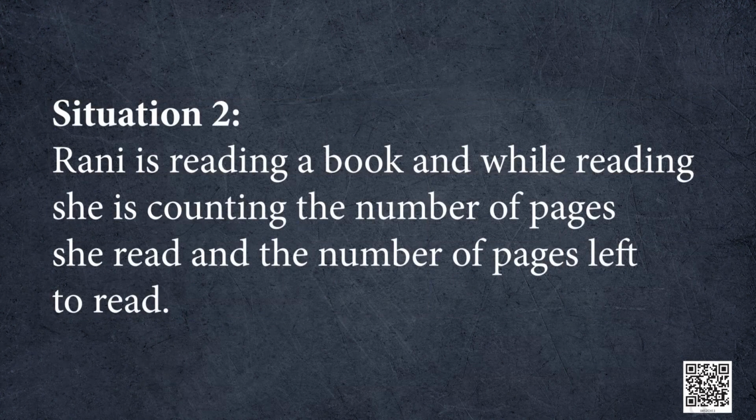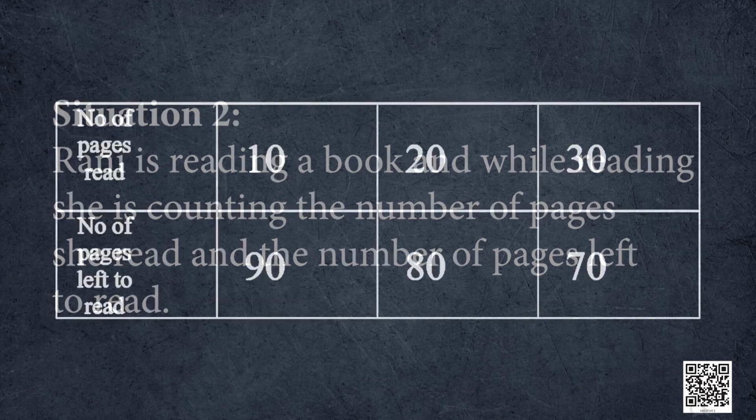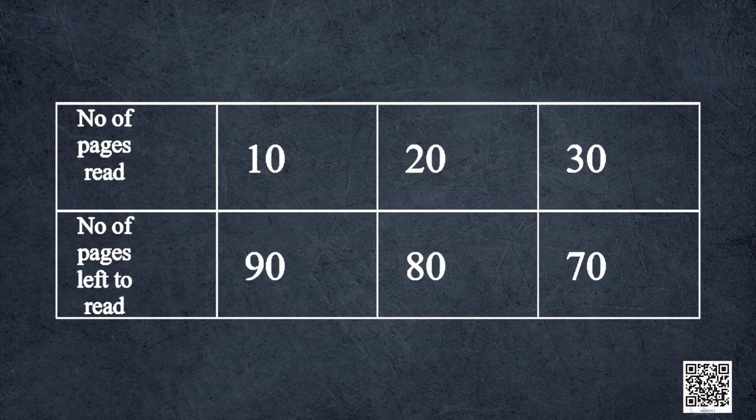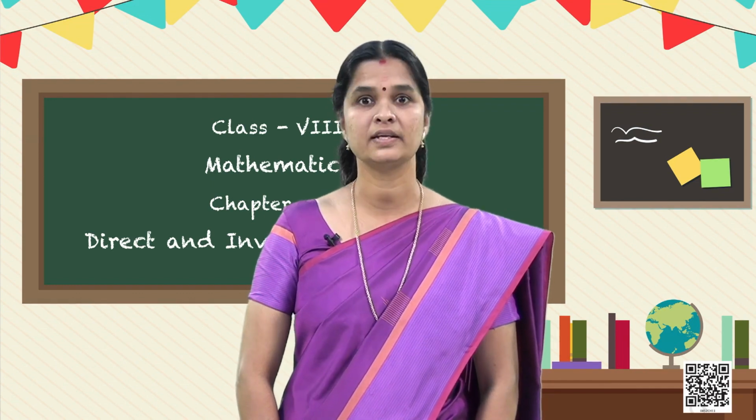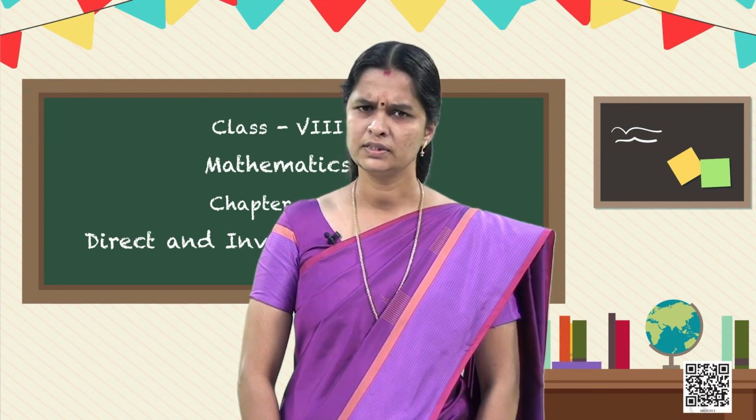Situation 2. Rani is reading a book, and while reading she is counting the number of pages she read and the number of pages left to read. Her observations are as follows. Look at this table. In both the cases, we can see that an increase in one quantity led to a decrease in the other quantity. Now, check carefully.